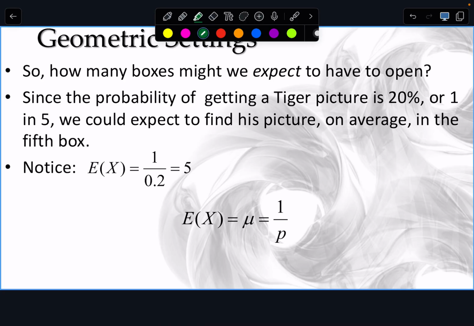If I have a 20% chance of getting Tiger Woods, that's like a 1 in 5 chance if we think about it in terms of a fraction, so we should expect to get a Tiger Woods card on average in the 5th box we open. When we calculate this expected value, what we notice is that the expected value always ends up being 1 divided by my probability of success. So for our geometric settings, when they ask for the mean, when they ask for the expected value, we simply take 1 divided by the probability of success and then interpret the result.